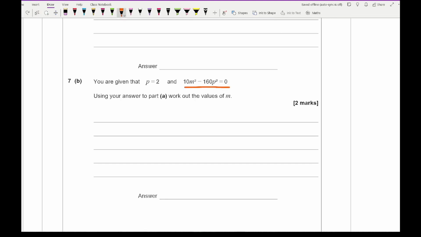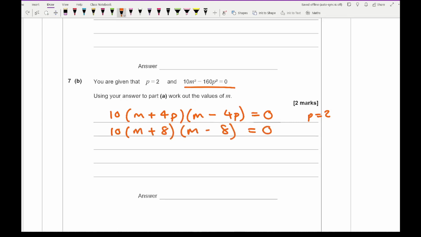So I know that this expression here is 10 and it was m plus 4p and m minus 4p, and that equals 0. Now if p equals 2, then I'm going to get 10, m plus 8, m minus 8 equals 0. I can divide both sides by 10, in which the 10 cancels out, so I'm just left with m plus 8, m minus 8 equals 0. And so then my answers for m are either going to be plus or minus 8.